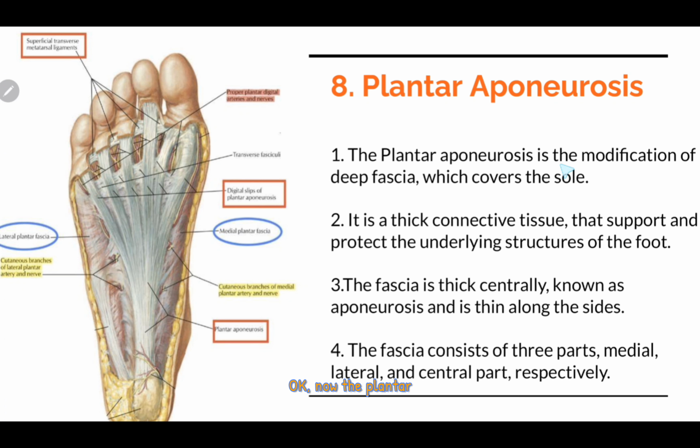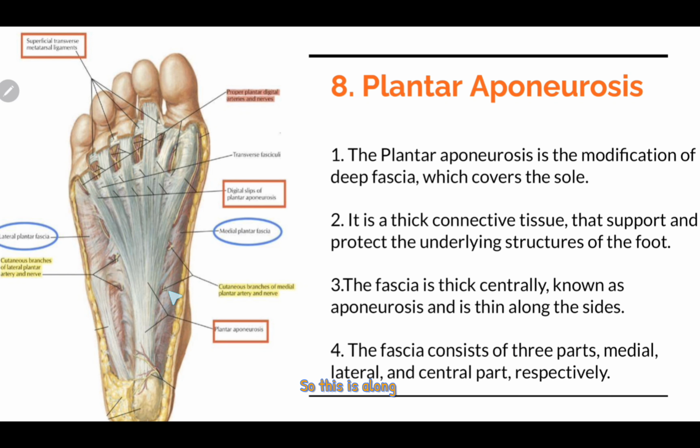Now the plantar aponeurosis is a modification of deep fascia which covers the sole. So deep fascia modifies as an aponeurosis in the foot, and it covers the sole. The second point is that it is a thick connective tissue that supports and protects the underlying structures of the foot. The third point is that the fascia is thick centrally, known as aponeurosis, and is thin along the sides. As you can see in this picture, centrally it forms a thick sheath known as aponeurosis, and along the sides it is a thin sheath.